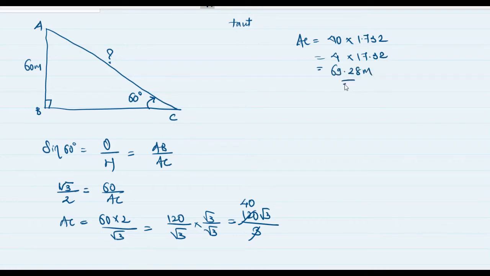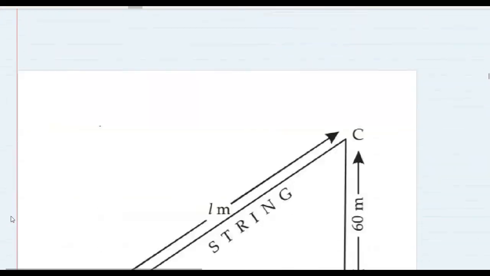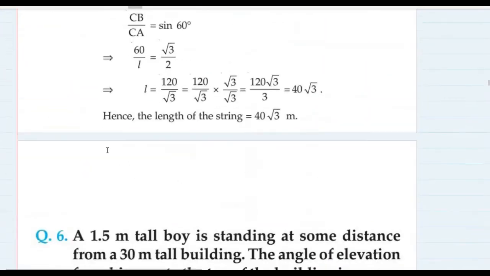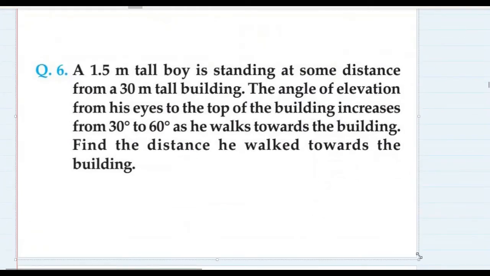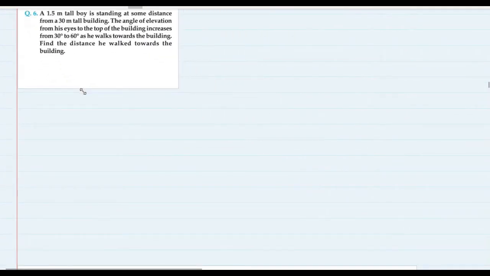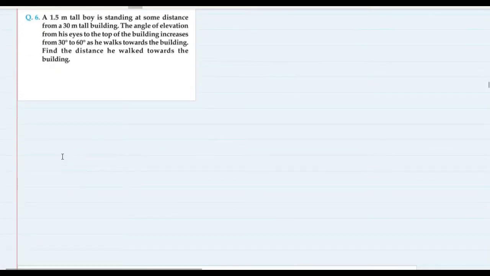69.28 meters will be the length of the string with which this kite has been tied. Easy. Till now the questions were very simple, very straightforward, single triangle, no complicated figures, simple applications of trigonometry. Let's see how the questions are going to be. 40 root 3, correct. As you can see, all the answers are left in root, but I will suggest that you write the final answer in decimals.